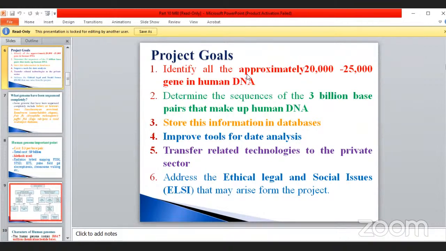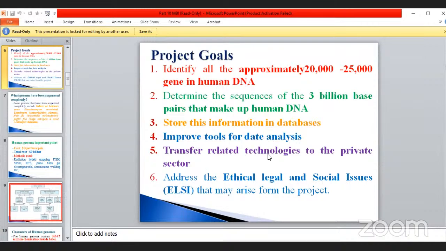So what are they? First one, approximately 20,000 to 25,000 genes in the human genome you have to identify. From that, the 3 billion base pairs that make up human DNA, determine the sequence. And after that determination, what do we have to do now? Store the information in a database in the computer. And then after that, we have to improve the tools for the analysis of the data, the analysis of the identification of the genome or base pairs.